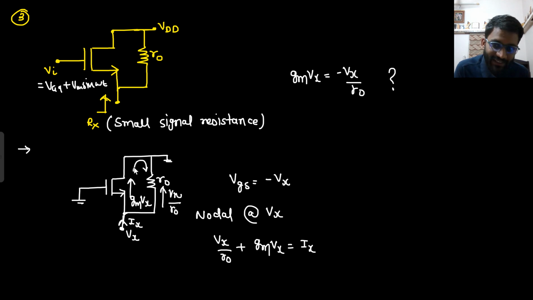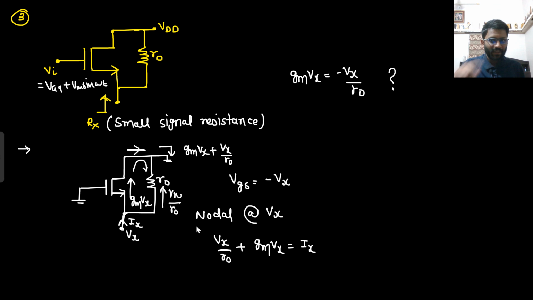Why so? Because this current will not be equal, since here there is ground, and even the ground can eat up some current. What is the current the ground is eating up? That is gm Vx plus Vx by r0. If this ground was not there, then the current would have been the same. But there is a ground mentioned, so the ground can eat up the current. So do not have these kinds of doubts.